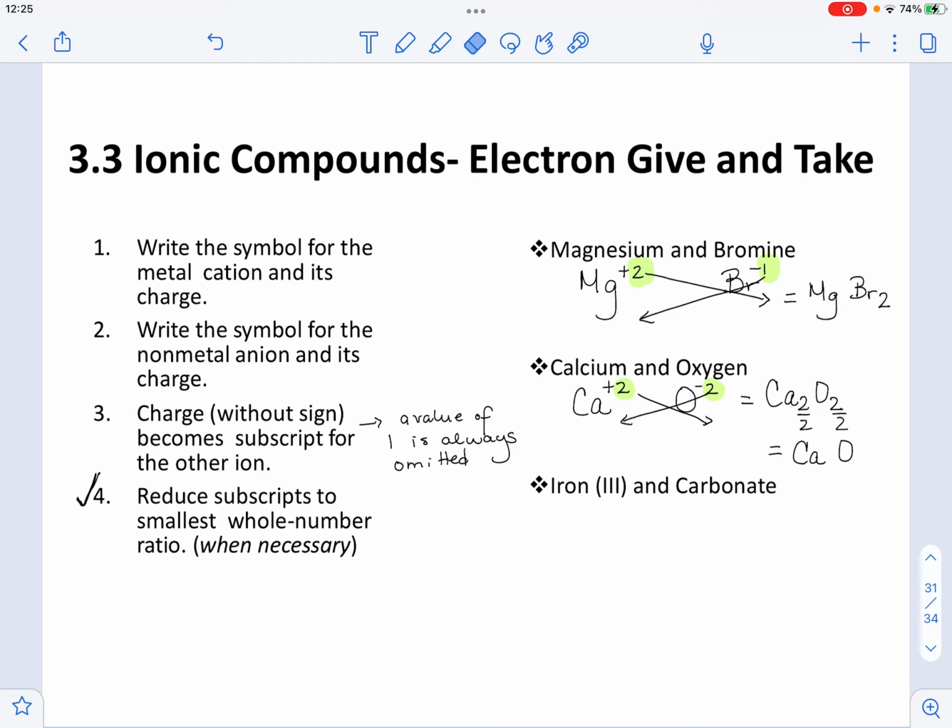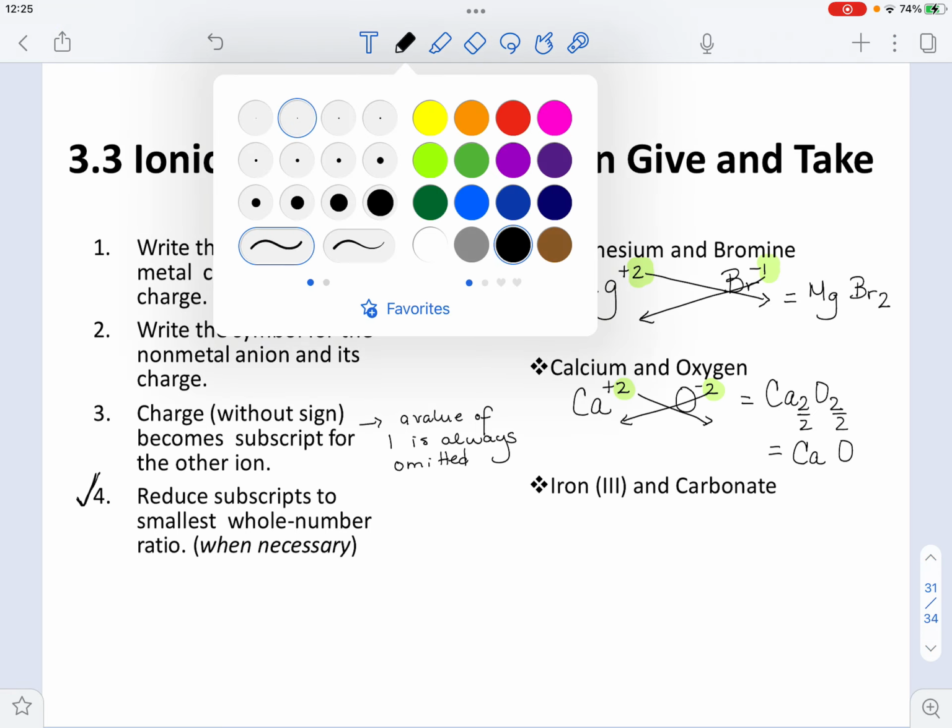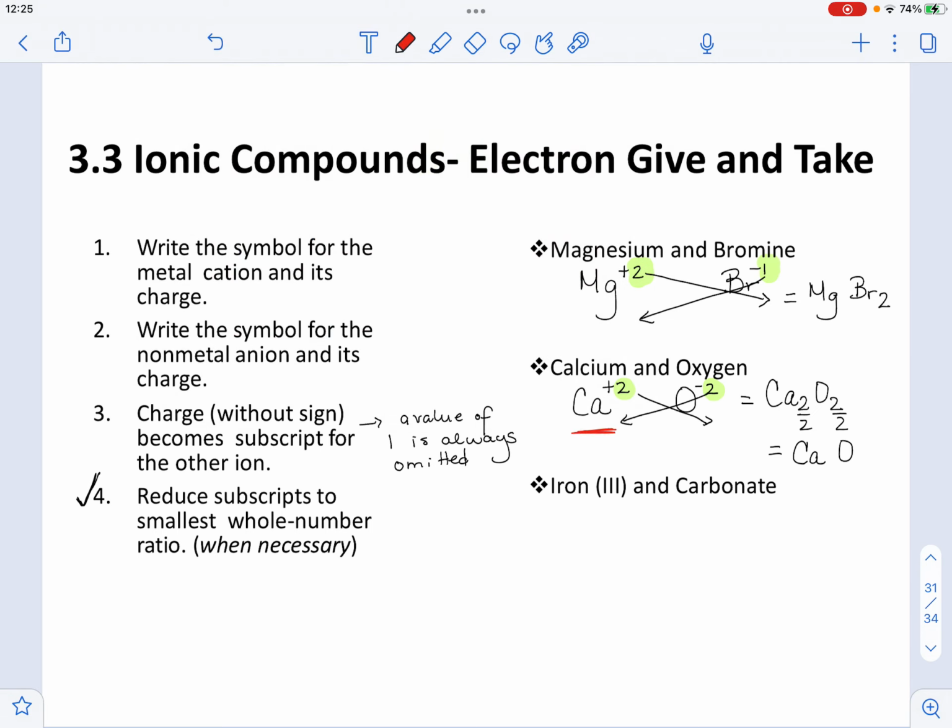A quicker way to do this is that if you see that the charge of your cation is going to be the opposite of the same charge that you see on the anion, as you can see here, we have Ca2 plus. It will cancel with the O2 minus. Then you just write the symbols. CaO. Let's do one last example.